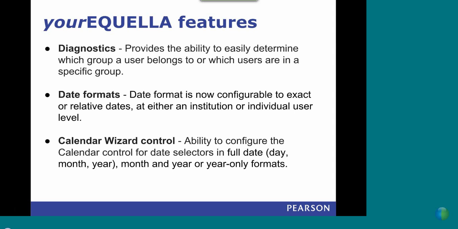We have changed date formats. The date formats are now configurable, not just to that relative date of yesterday or last week or about a month, but now the exact date can be tied to your search results. We have changed the calendar wizard control to add flexibility to the date that you put in. You have the ability not just for month and date format as previously, but you can also do just the year, or you can do date, month, year.